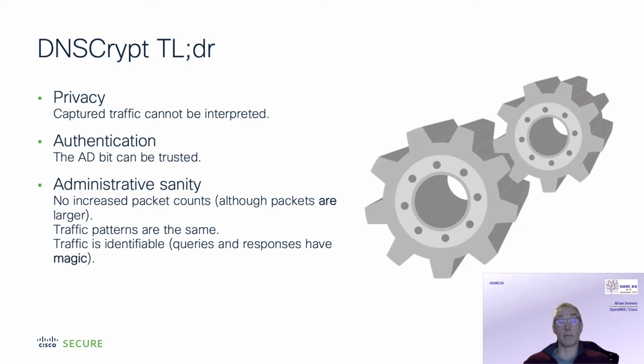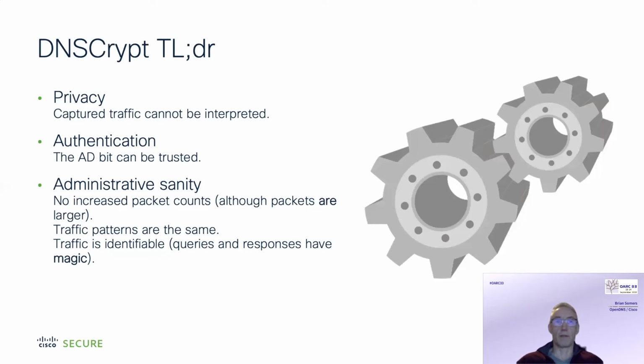DNSCrypt gives us authentication. The AD bit can be trusted. So when we receive a DNSSEC response from a resolver, the AD bit says if the data is authenticated, AD, authenticated data, that can be trusted, and people can act accordingly with respect to DNS policies, etc.